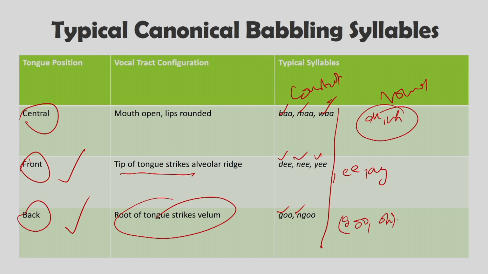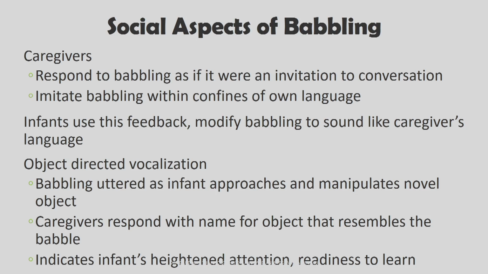Then the infant is able to produce, and these are the vowels that the infant will be able to produce. Now, the reasonable conclusion from this model is that these babbling patterns are driven by motor and not by auditory processes.